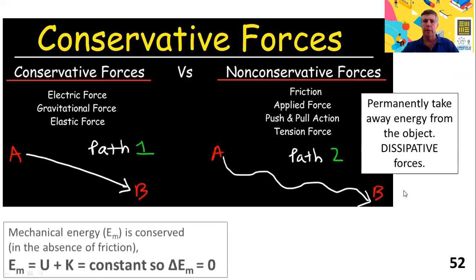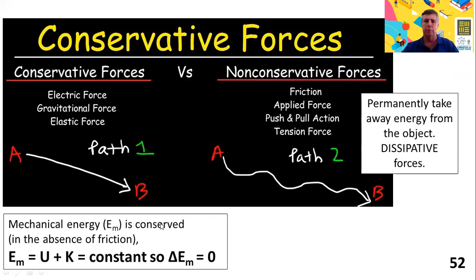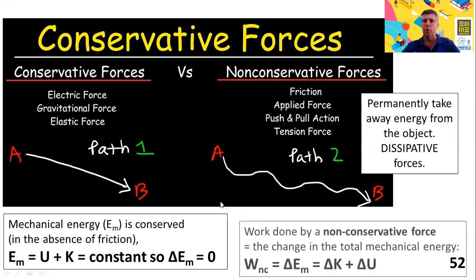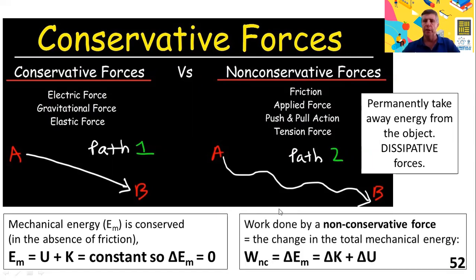Now, again, if you look at mechanical energy, where you have conservative forces, mechanical energy is conserved. So in the absence of friction, mechanical energy is constant, and that's just the sum of potential and kinetic. So the change in mechanical energy is 0. Where you have non-conservative forces, we can calculate that the work done by a non-conservative force is equal to the change in the total mechanical energy. So that's an important equation for you. Work done by a non-conservative force is the change in kinetic energy plus the change in potential energy. You'll see there is a calculation like that in every exam question.